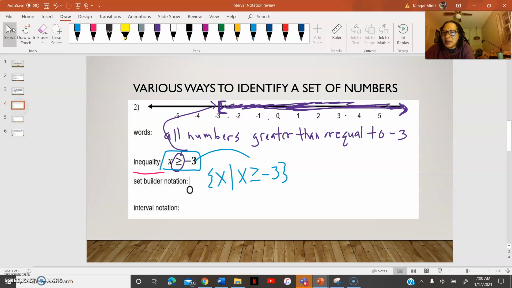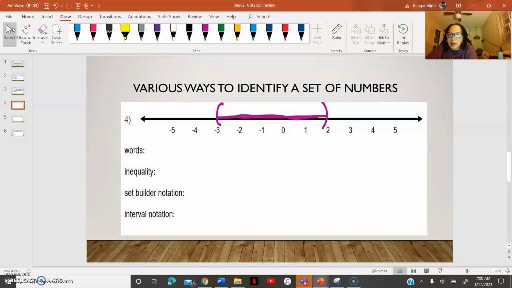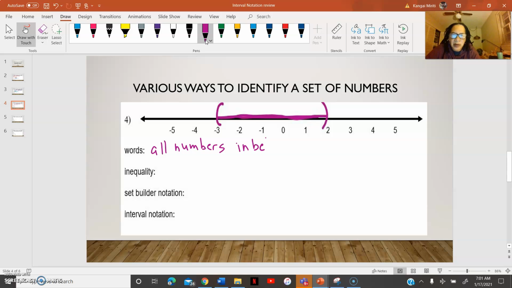Let's look at another one. And this is stuff you've probably seen before. So this time I've given you the picture. And if we look at this picture, what numbers are shaded in? Well, in words, the numbers that are shaded in here are all the numbers, but they're not less than or greater than some particular number. They're all the numbers in between. Who and who? In between -3 and 2.